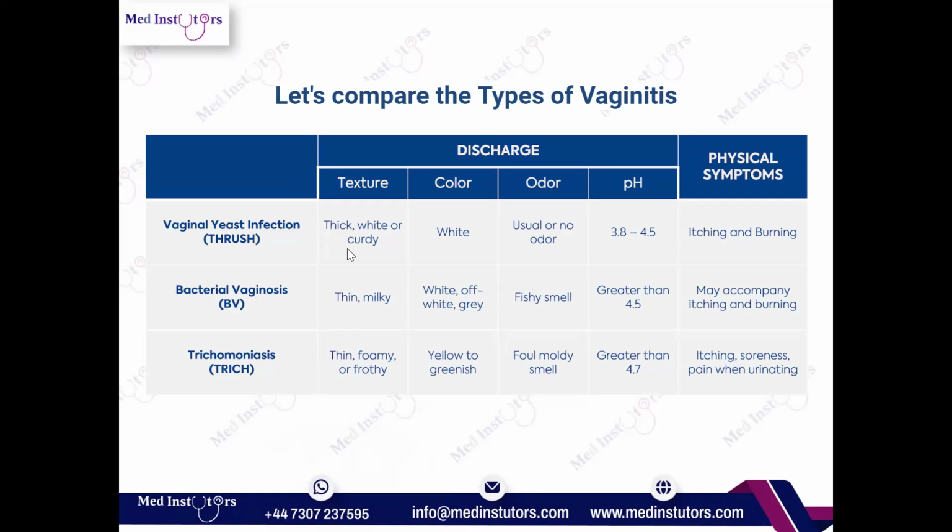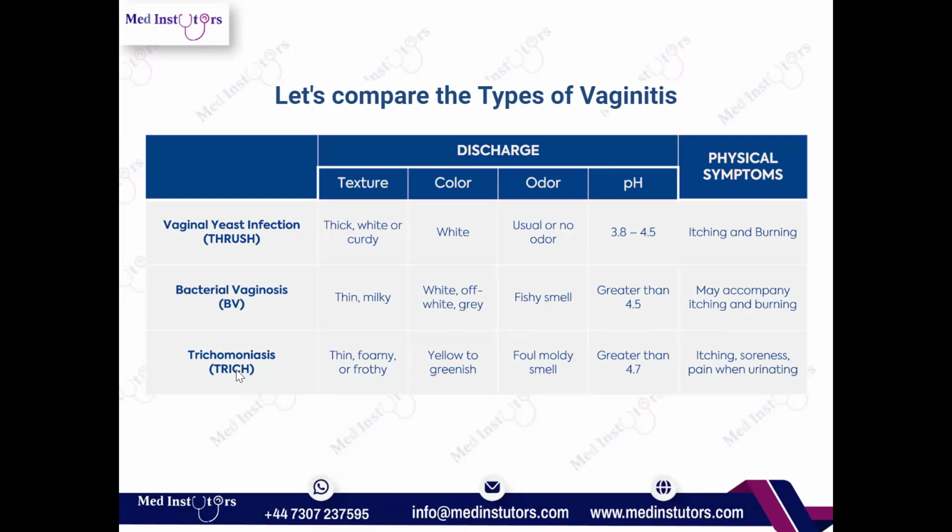I will explain one by one, and then I will explain how you can easily pick one of the options and how you can easily diagnose. When it comes to bacterial vaginitis, the patient may complain of thin milky discharge, which may be white, off-white, or gray in color, fishy smell, and the pH would be greater than 4.5, and may have itching and burning.